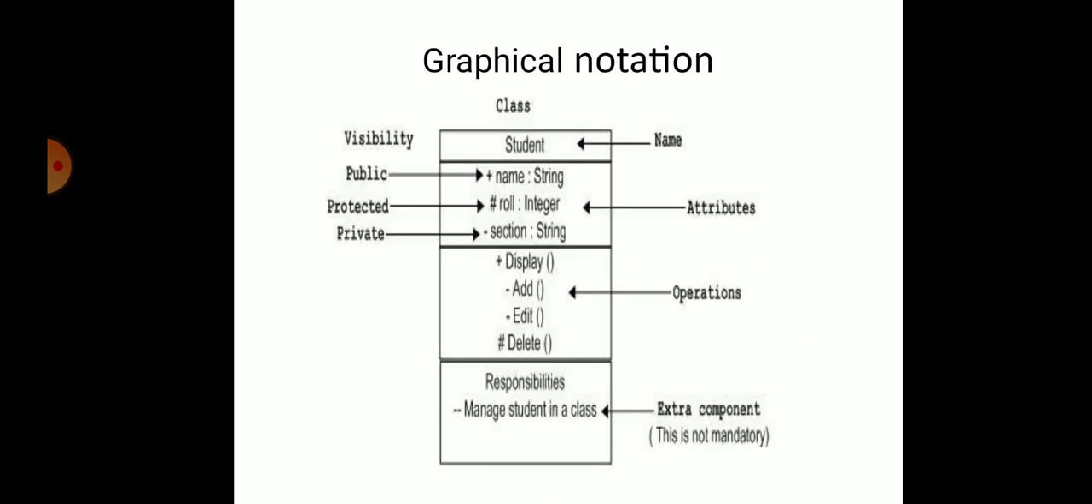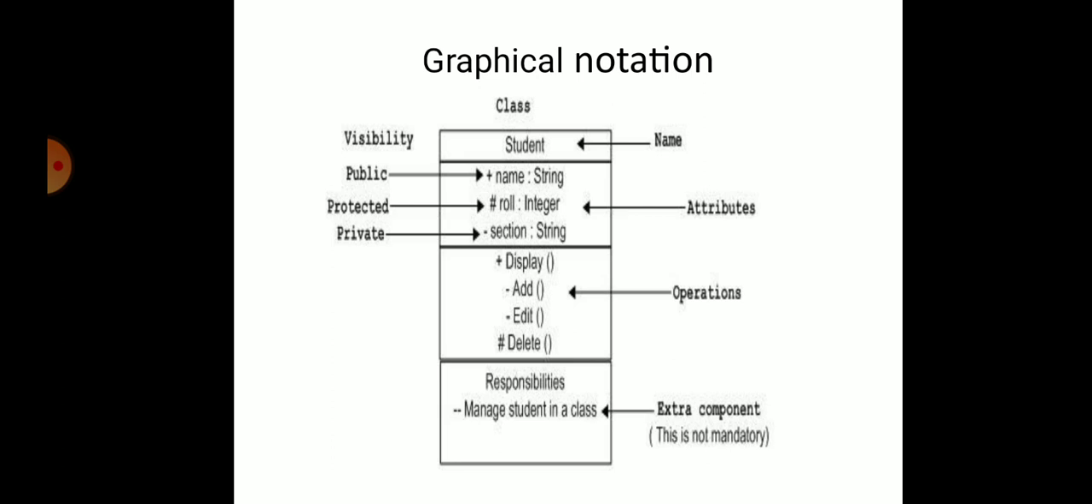Next, we will see the graphical notation of the class. A class has 4 compartments. First is the class name, next the attribute list, third is the operation list, and last is responsibilities. This is not mandatory, it is optional. Next, class name. We can give any name to the class. There is a Student class. The Student class has a number of attributes like student name, student roll number, student section. Here for an attribute, we write the attribute name, colon, and then the data type.